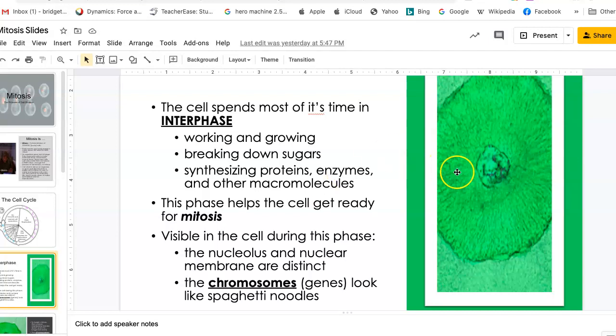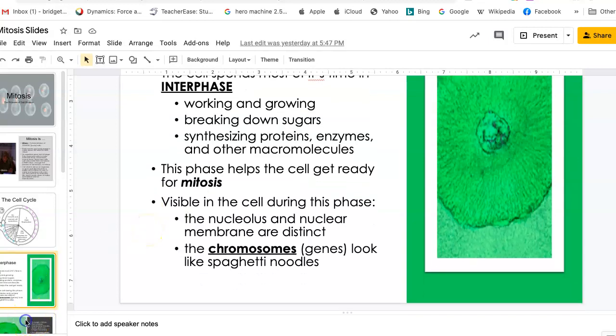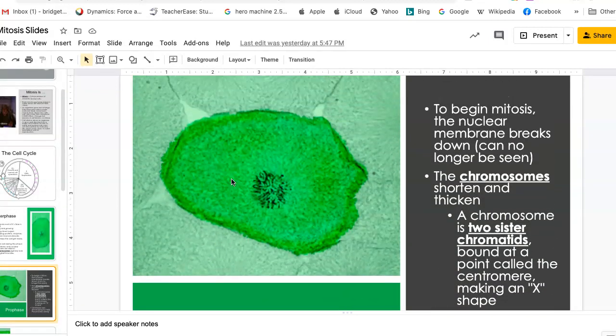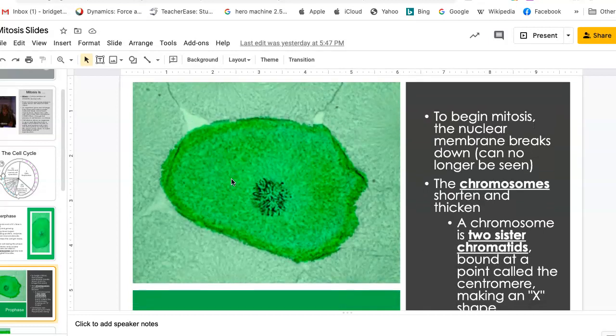So if you can see right here, this is pretty cool, but this is the nucleus and the nucleolus. So you can definitely see them very, very clearly. And the chromosomes in there look like spaghetti noodles, we say. So that's kind of fun to look at.